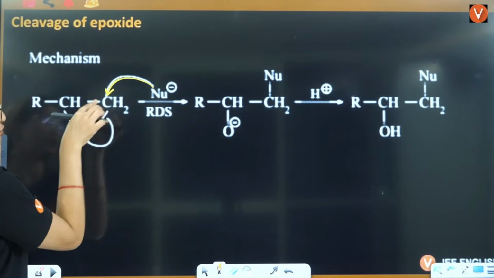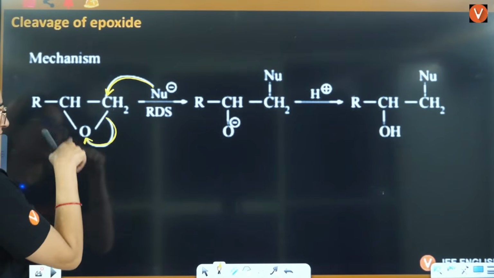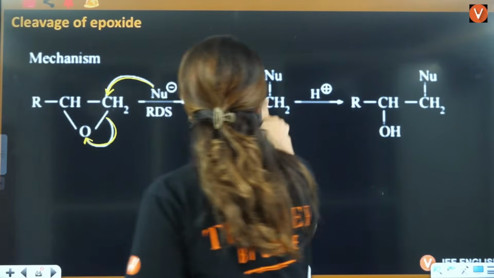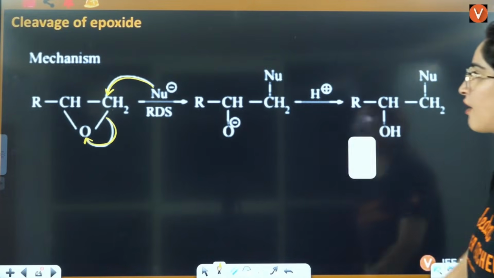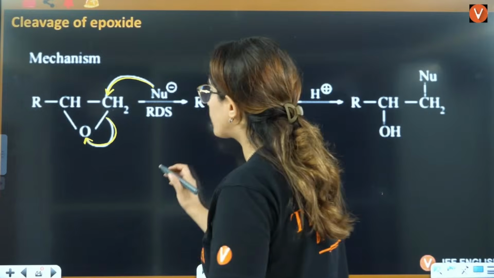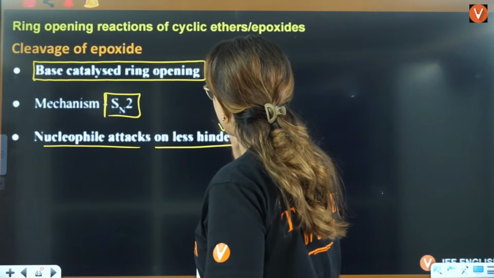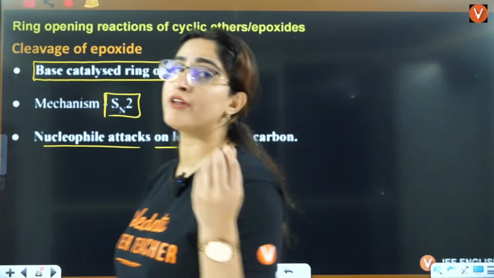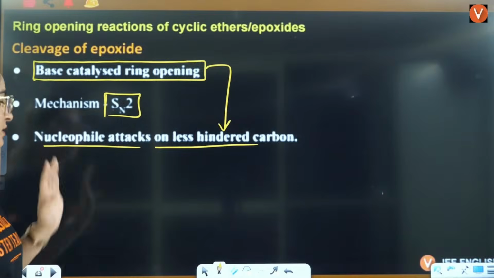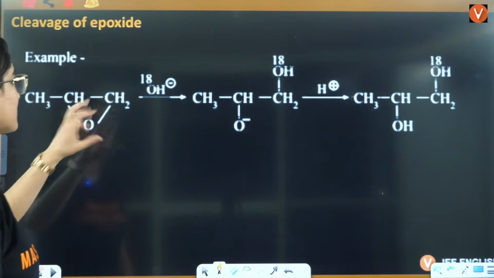Now out of these two, this is less hindered. This will go here and this will give rise to O negative. This is the nucleophile and hence H positive will be attached here after that. Right, so the main important thing is that in presence of base, it follows the SN2 mechanism, it follows nucleophilic attack on the less hindered position. But in case of acidic, things will be opposite. So let's see this here.